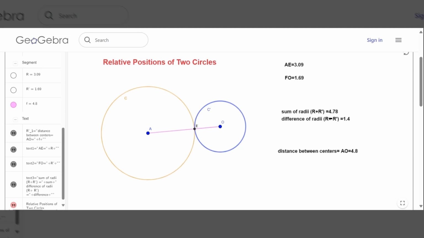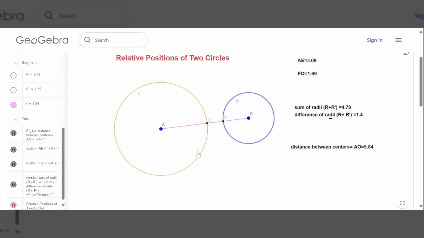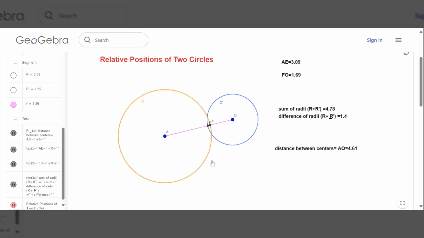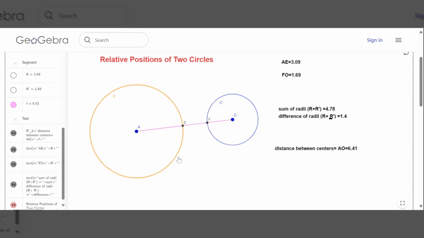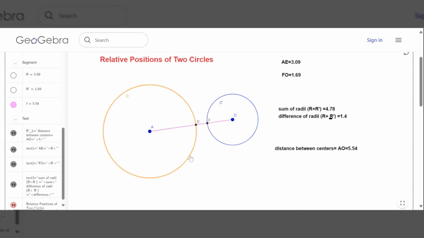Now we are going to see, as we said, this application to discover the different relative positions between any two circles. I'm going to move this circle. As you can see, we have different relative positions. It could be outside, this blue one. It could be inside. Similarly, this one. Okay, so we have five different relative positions.